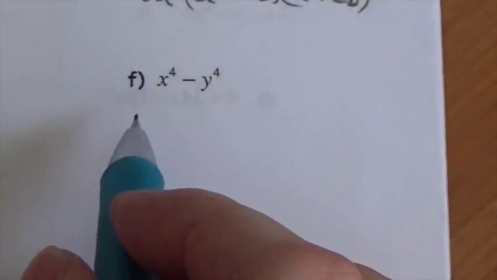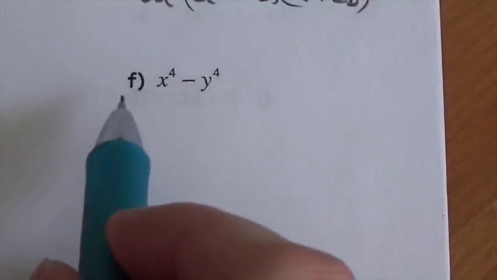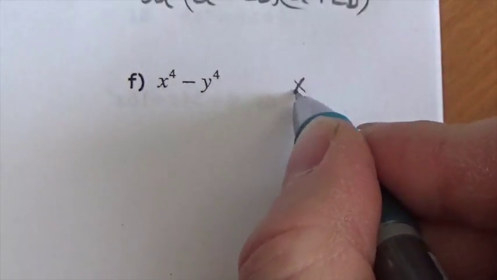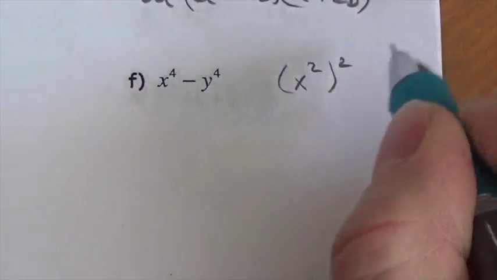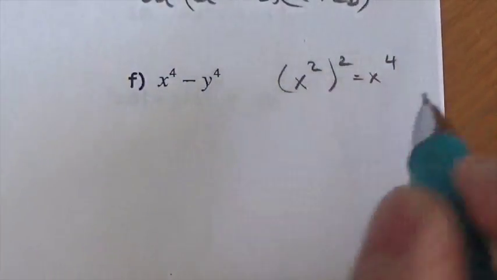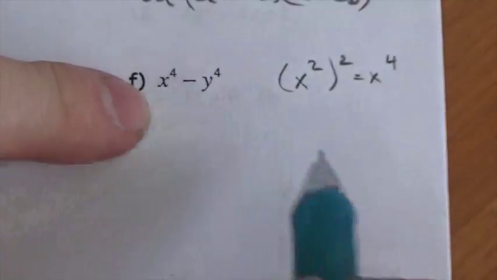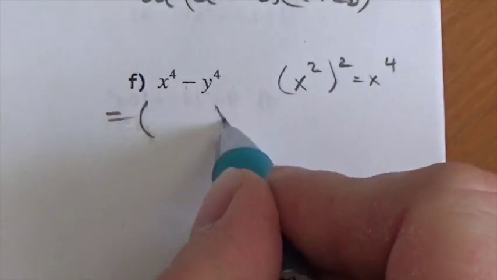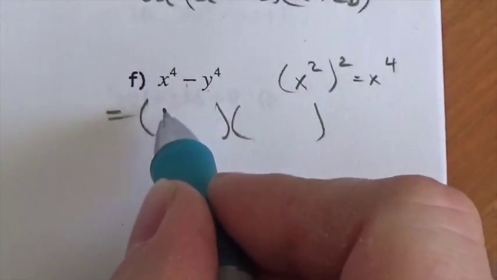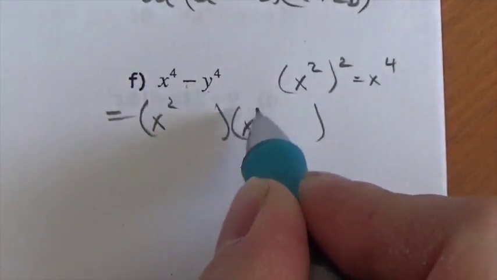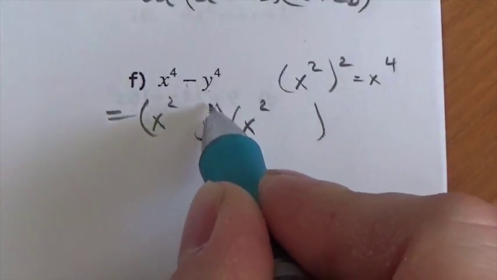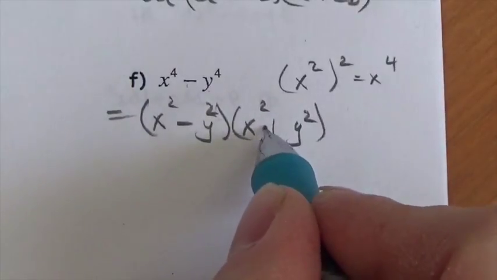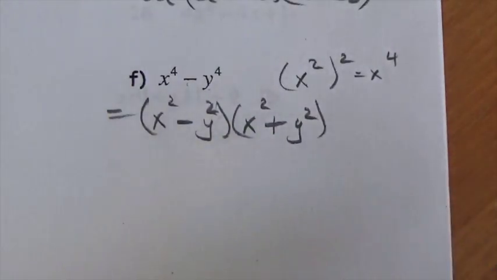Over here, this is a little less obvious. But when you've got something to the fourth power, bear in mind that x squared squared is x to the fourth. So these still are differences of squares. This is a difference of squares. It's just a little harder to see. But the square root of x to the fourth is x squared, and the square root of y to the fourth is y squared. And then it's a difference of squares, so I'm going to put my subtraction and my addition in there.